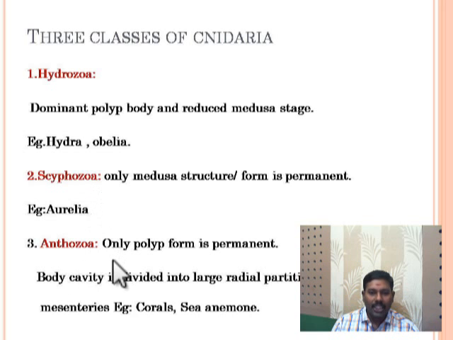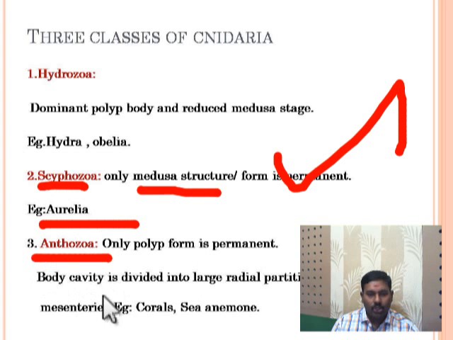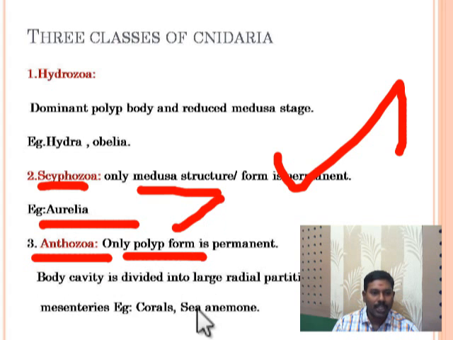There will be no alternation of generation between polyp to medusa or medusa to polyp, because Scyphozoa will always remain in the medusa structure, which is permanent. Example, jellyfish, Aurelia. And another one is Anthozoa. Here the polyp structure is permanent. There will be no transformation from polyp to medusa or medusa to polyp. Only polyp structure. Anthozoa, polyp. Scyphozoa, medusa. Anthozoa, polyp.